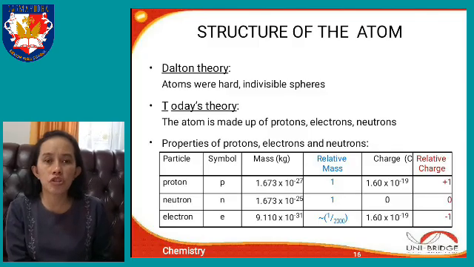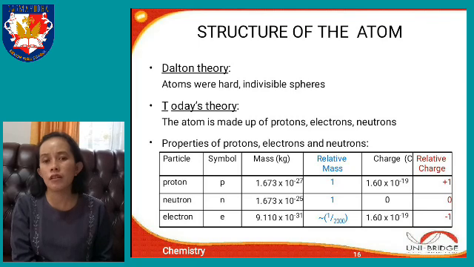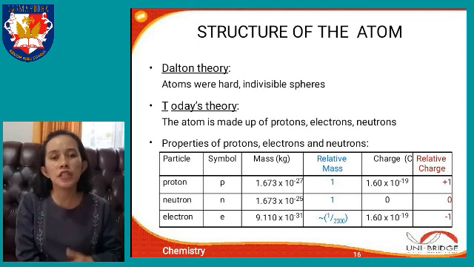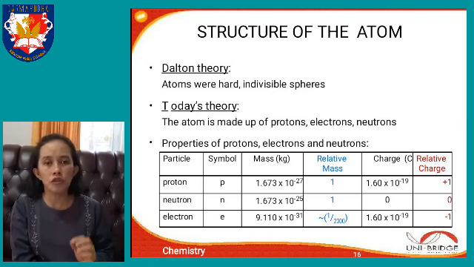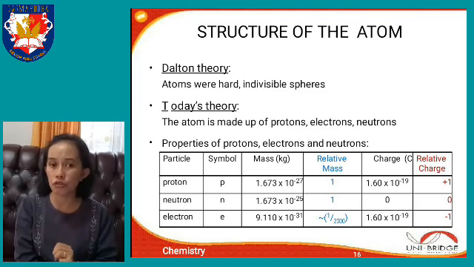Let's discuss the structure of the atom. In Dalton's atomic theory, it is said that atoms cannot be divided anymore. But then some scientists modified that theory. So today's theory is that an atom consists of three subparticles. They are proton, electron, and neutron.